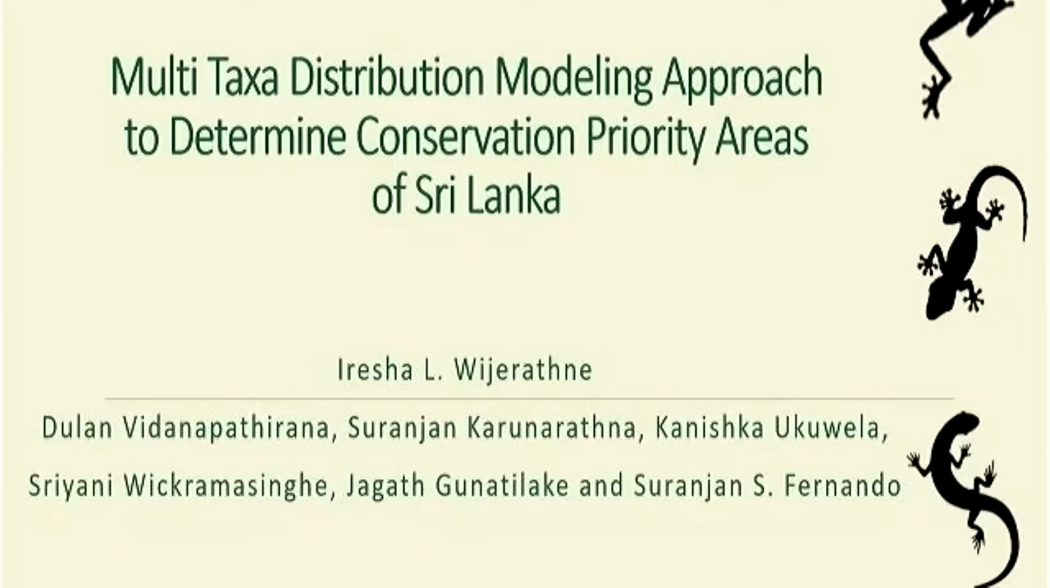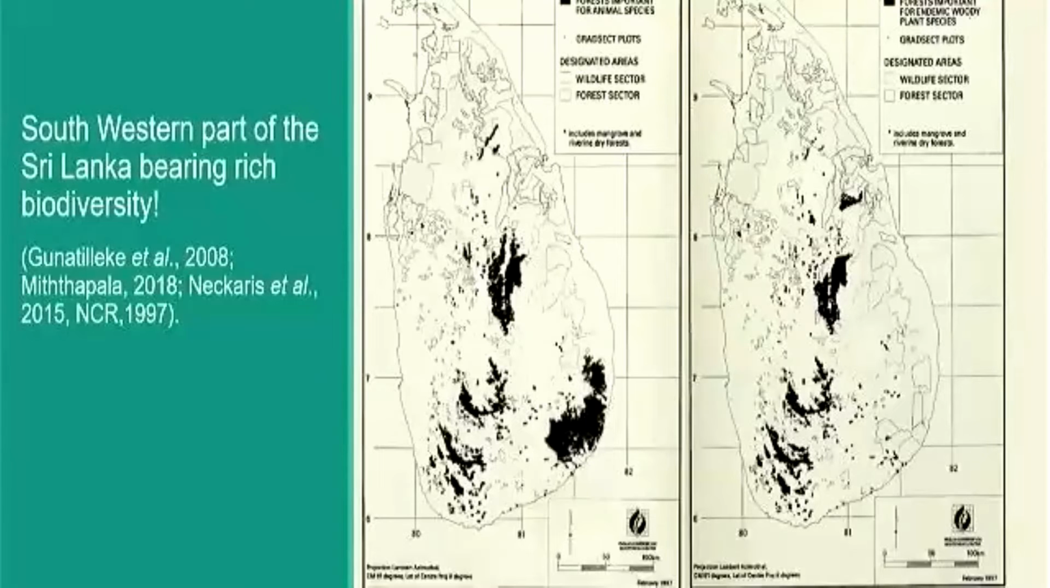So as you all know, Sri Lanka is a biodiversity rich country, and in the National Conservation Review in 1996, they said that most of the animal species and the floral species are concentrated majorly within the southwestern part of Sri Lanka. In these two maps, you can see that most of the biodiversity rich species distribution is present within the southwestern region of Sri Lanka.